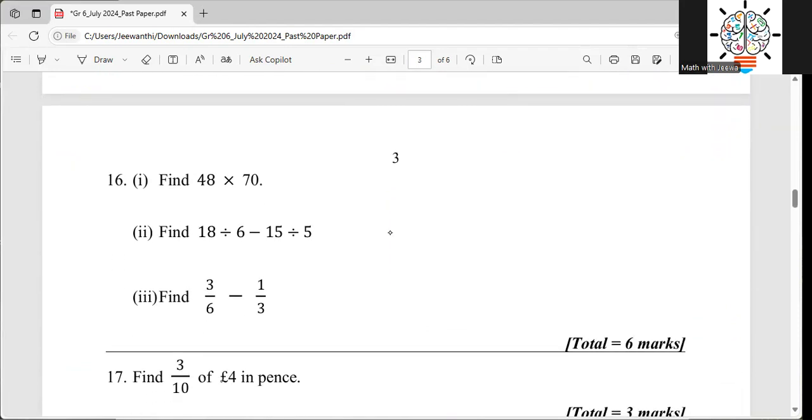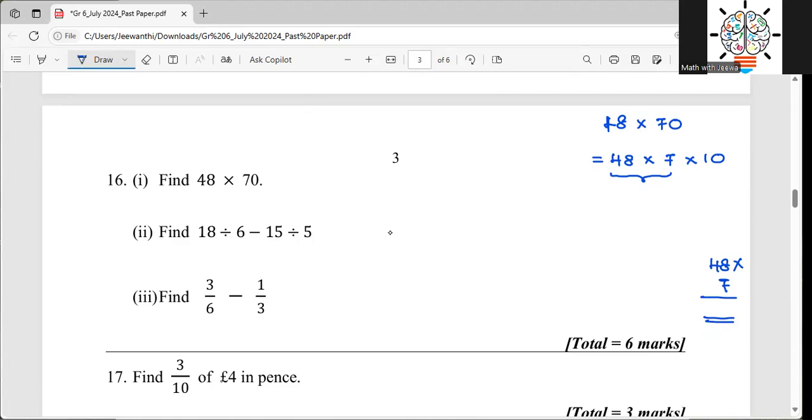Now here you want to multiply 48 by 70. You have two different ways to do it, but I will show you what they are expecting from you. So here you have 48, multiplied by 70. And I can write this in a different way: 48 multiplied by 7 multiplied by 10. Then I get this value, 48 by 7, right? So I multiply 48 by 7 and I get the answer here.